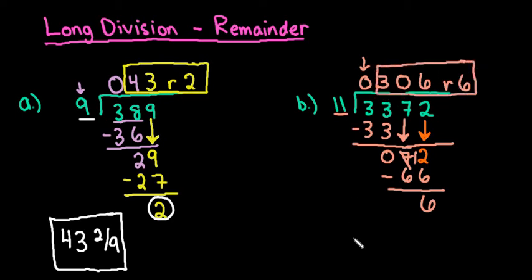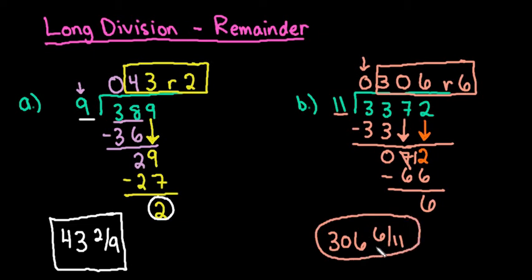Or, like I said, if you're in a class where you're studying mixed numbers, you would write the answer as 306 and 6/11. So if you want to, you can write it as a mixed number by just taking the remainder and putting it over the divisor.